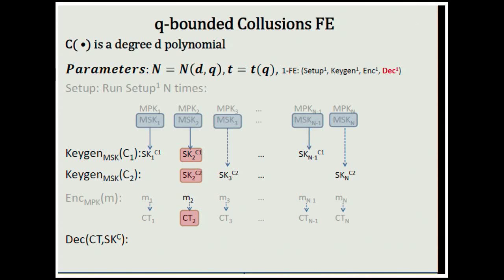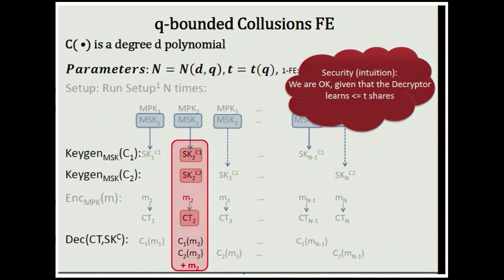Okay, now let's look at the second setting, where a key generation algorithm is being run on a different circuit, let's say C2. So again, remember that for each key generation call, we choose a random subset of the master secret keys that we're going to use in the construction. So let's say, for example, these are going to be the secret keys. So the view of the decryptor is the following. He learns C1 of M1, C1 of M2, and so on. He also learns some secret sharing of C2 of M.